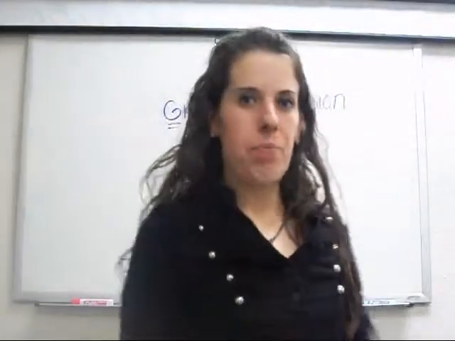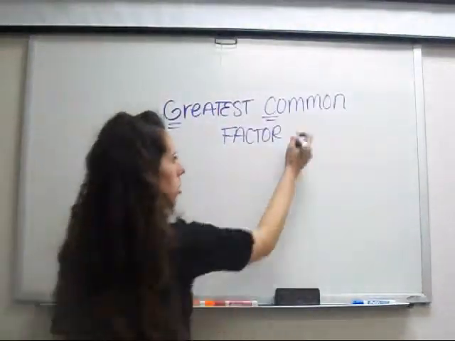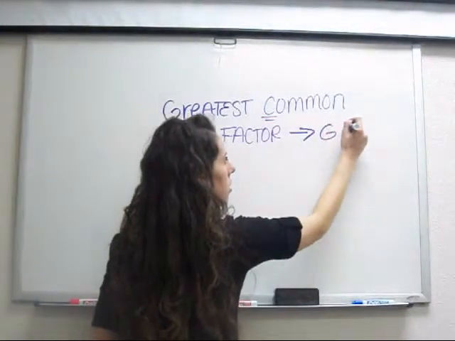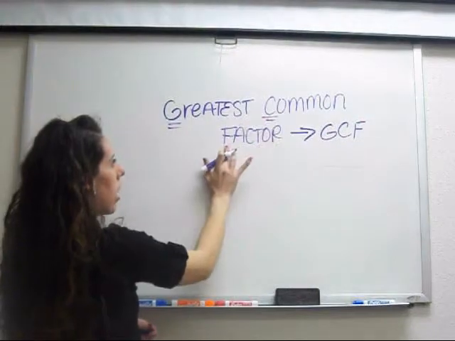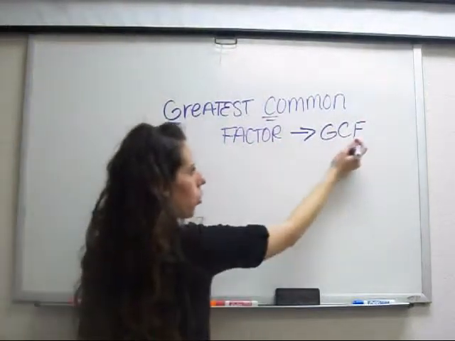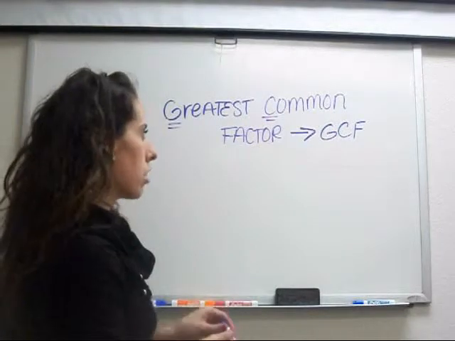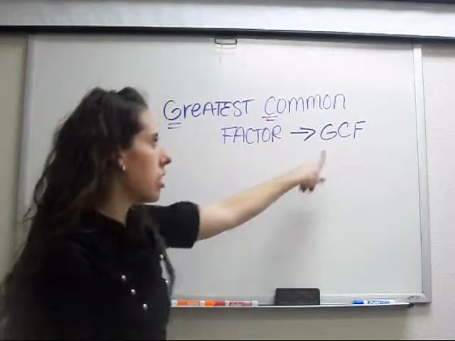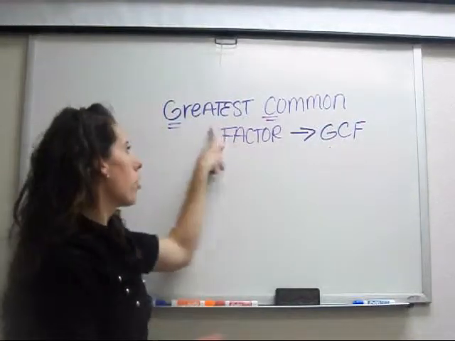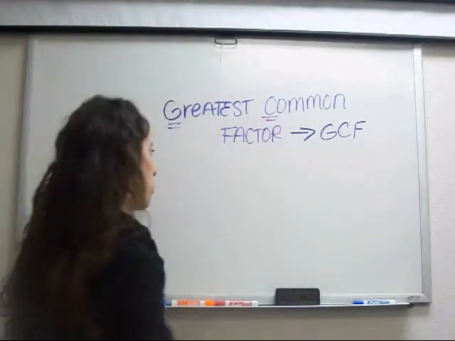Greatest common factor. Okay, greatest common factor is most often referred to as GCF. They simply take the letters from greatest common factor and shorten it so we don't have to write greatest common factor every time. So when you're asked to find the GCF of two numbers, always remember that GCF is the acronym for greatest common factor.